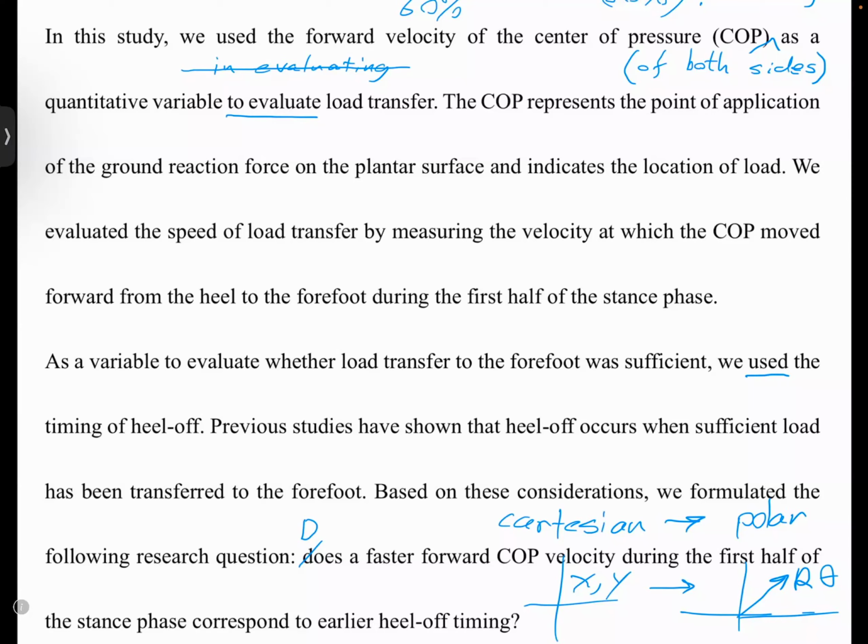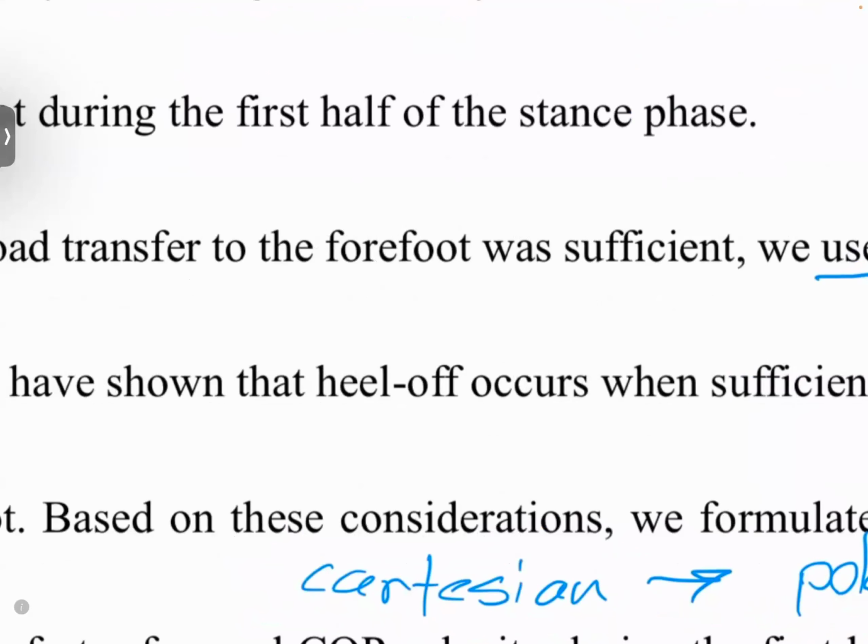Heel off occurs. Heel off occurs. Heel off.